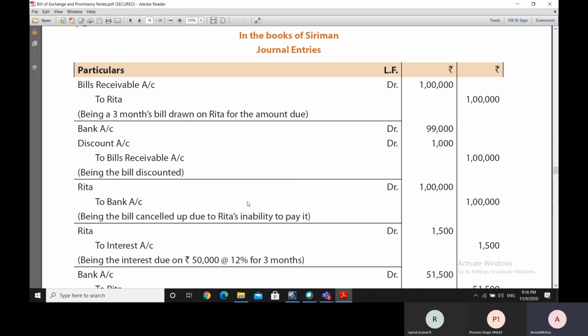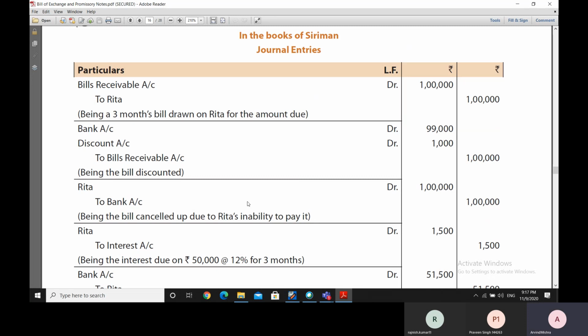Now the next step is that Rita is unable to pay this amount and she has requested for a renewal of the bill. So when Rita is requesting for the renewal of the bill, what we are doing here is we are cancelling the older bill, and therefore when we are cancelling the older bill, we are again debiting Rita with 1 lakh rupees, and the bank account is being credited with 1 lakh rupees because the older bill has been cancelled because Rita is unable to pay.